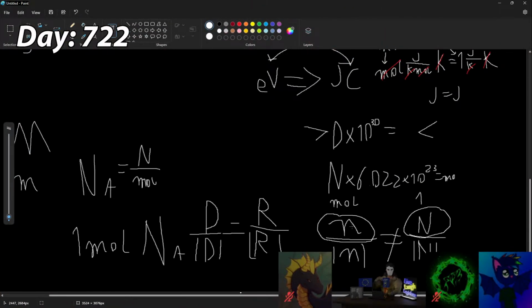how can a number of molecules have a different dimension from a number of molecules?